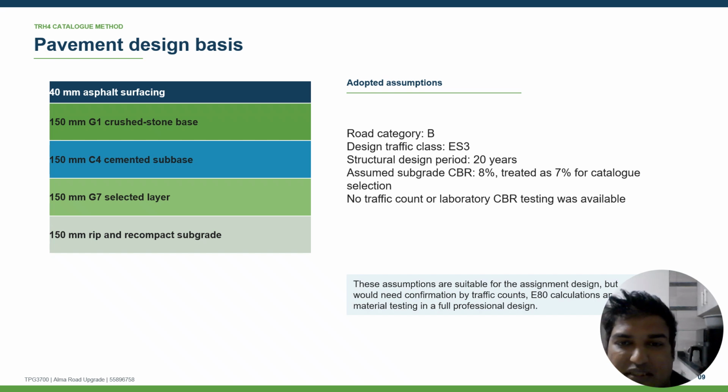The selected pavement structure consists of 40 mm of asphalt surfacing, 150 mm of G1 crushed stone base, 150 mm of C4 cemented base, 150 mm of G7 selected layer, and 150 mm of ripped and recompacted in situ material. The assumptions are acceptable for this assignment design, but we will need to confirm them in the full length design. But for now, they are acceptable.